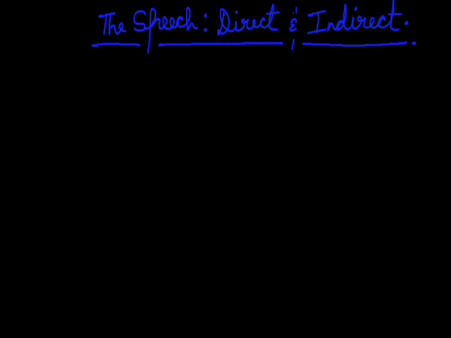Direct and indirect speech. We report the speech in two ways, that is in direct speech and in indirect speech. When we enclose the exact words of the speaker within inverted commas, it is known as direct speech, whereas when we express the essence of the speech in our own words, it is known as indirect speech.